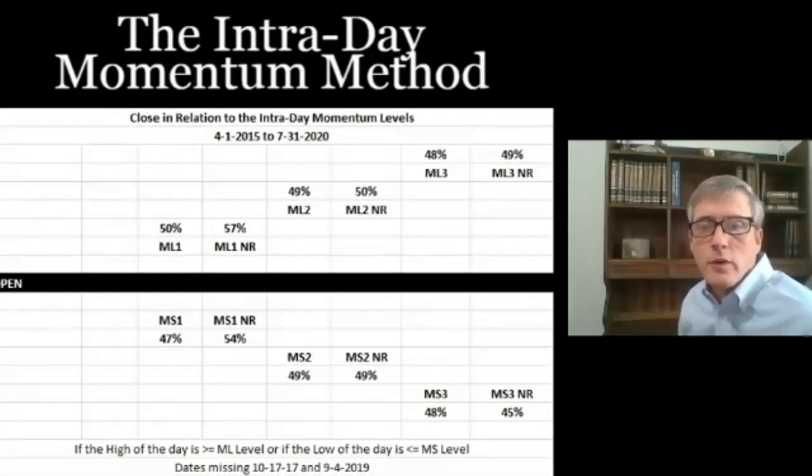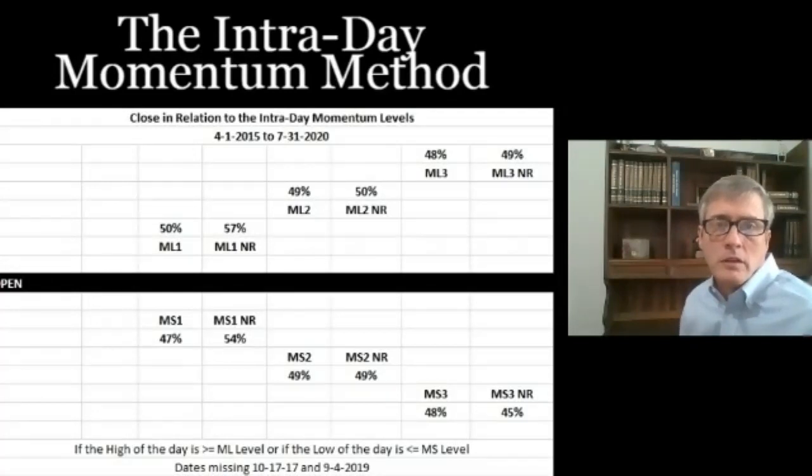As you can see, if it reached the ML1 level up, it closed at or above that level 50% of the time. If it was not an intraday reversal, meaning that it did not reach the MS1 level down during the trading day, it closed at or above the ML1 level 57% of the time. If the stock met the MS1 level and was not an intraday reversal, it closed at or below the MS1 level 54% of the time.